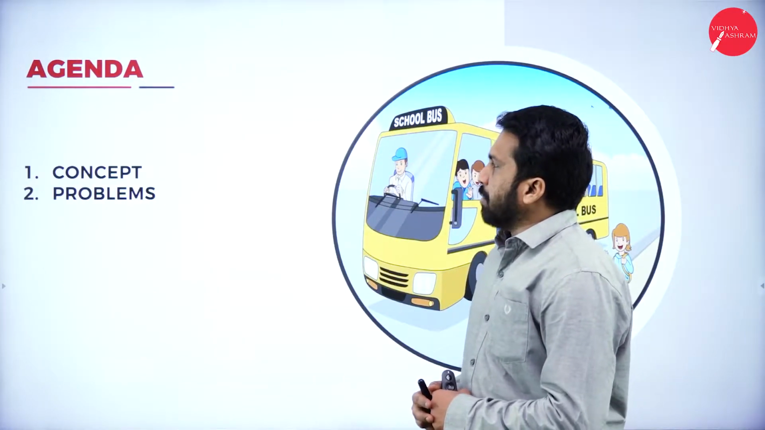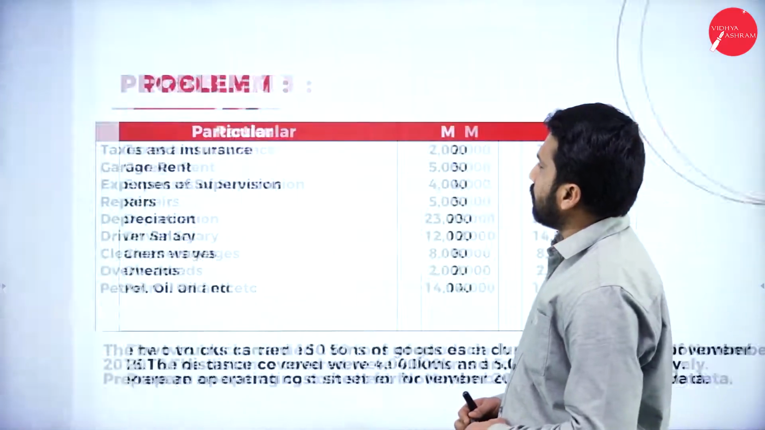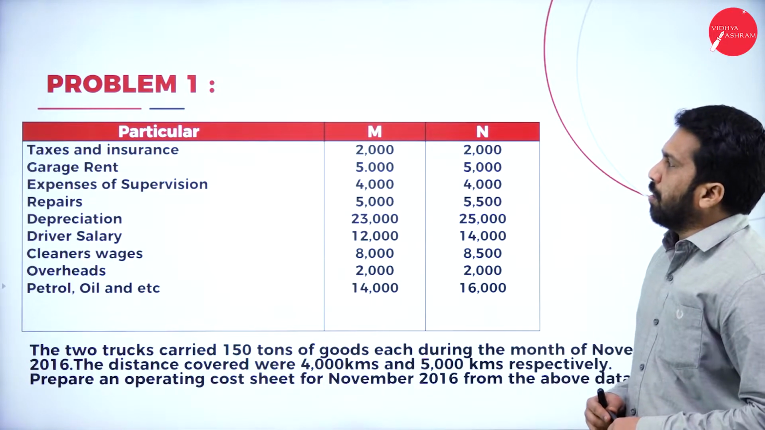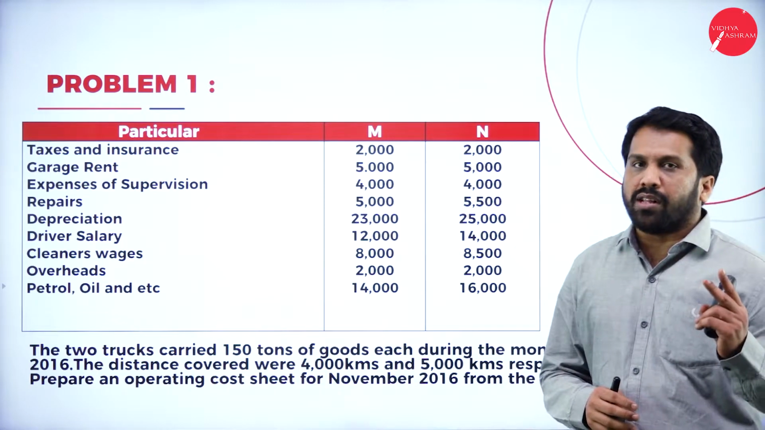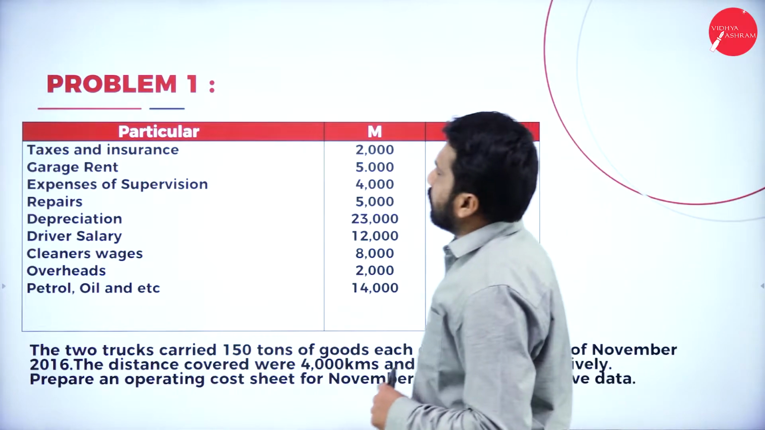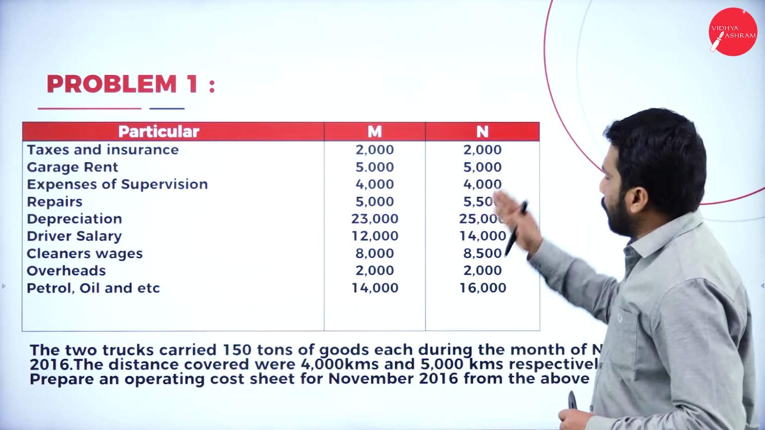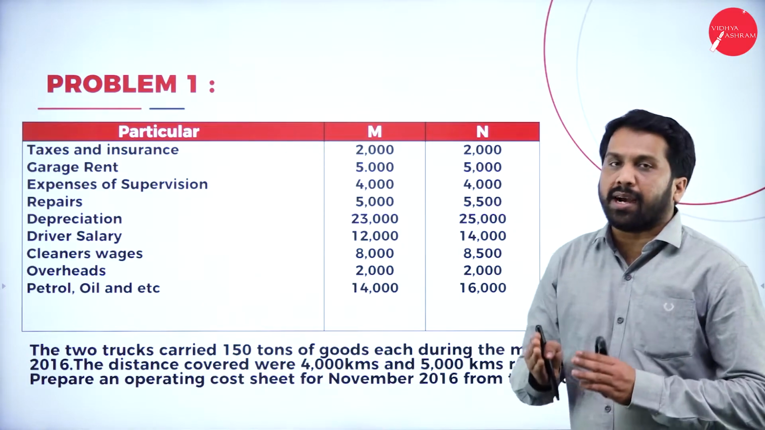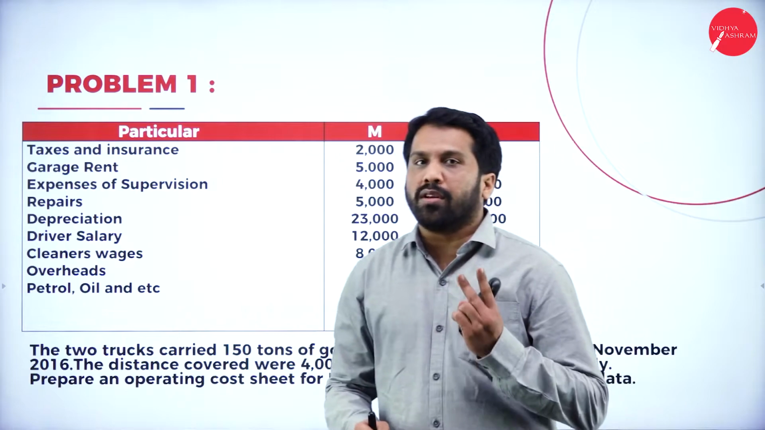The agenda is very simple. We will understand the concept while doing the problem. Your problem number 1. In this we have M and N, a total of 2 vehicles. Whatever we do for M and whatever we do for N is completely different. We are nothing but doing 2 problems here.